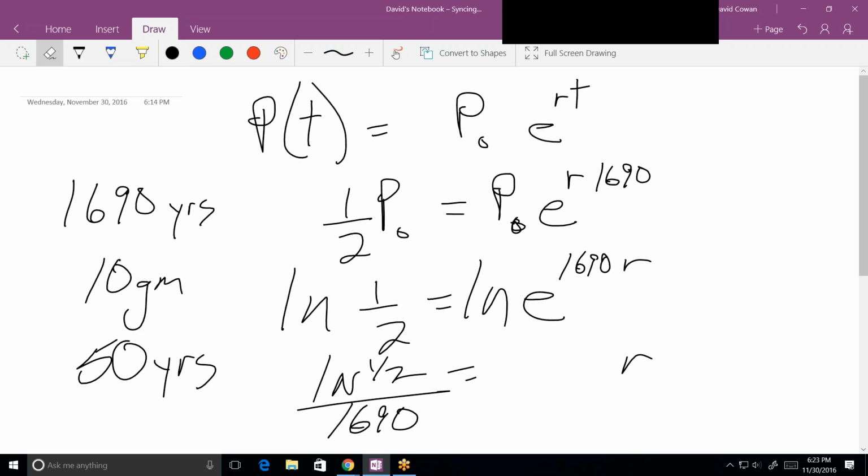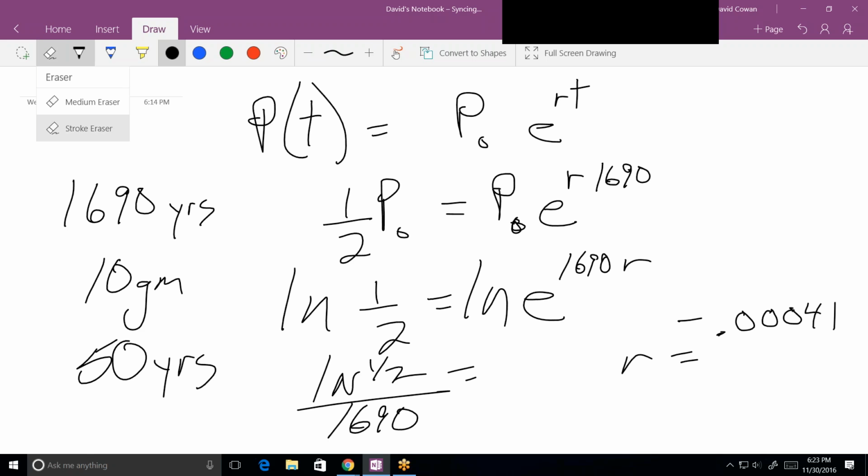Since we know the natural log of 1/2 is a negative number, and this is a positive denominator, r is going to be a negative number, which makes sense. This is a decay problem, so r should be negative. What does it end up being here? Negative 0.00041. Correct.